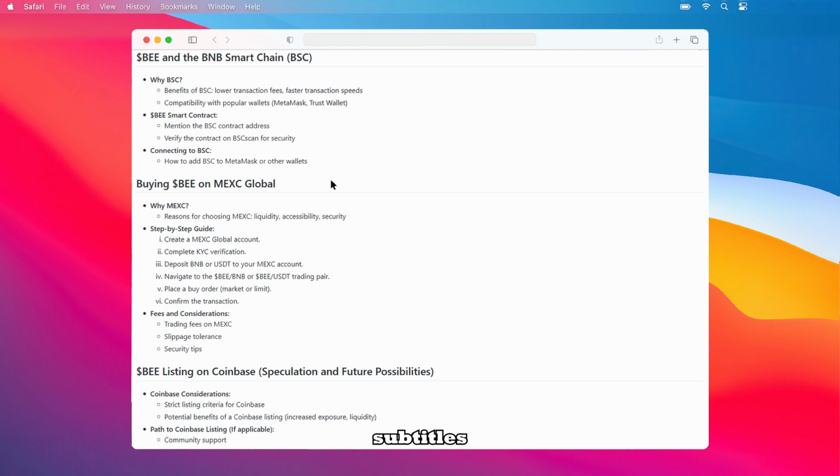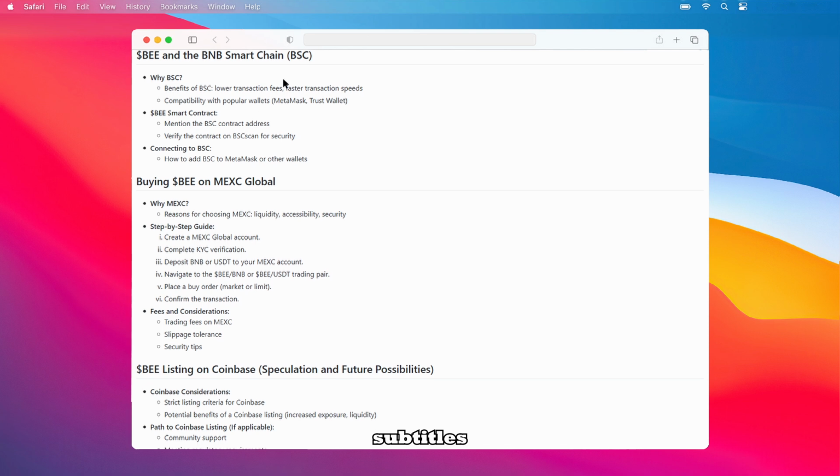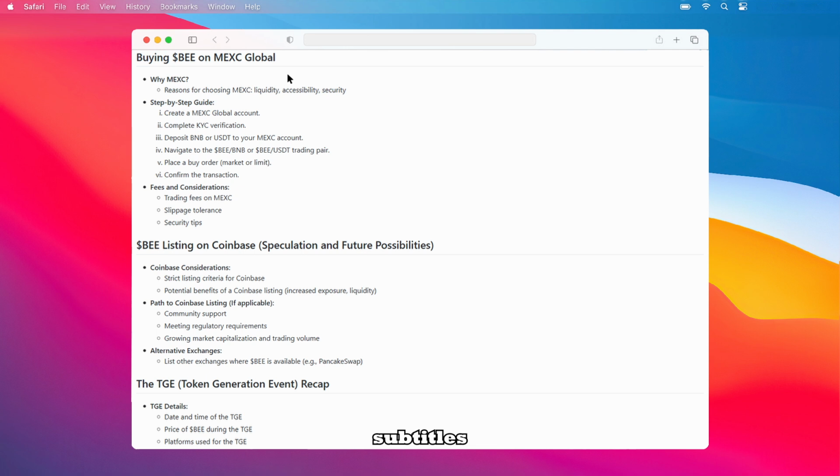Thinking of buying $BE? We'll focus on MEXC Global as one avenue. MEXC is chosen for factors like liquidity, accessibility, and security. We'll walk you through a step-by-step guide, creating a MEXC Global account, completing KYC verification, depositing BNB or USDT, navigating to the $BE/BNB or $BE/USDT trading pair, placing a buy order, and confirming the transaction. We'll also cover essential aspects like trading fees, slippage tolerance, and general security tips to keep in mind.